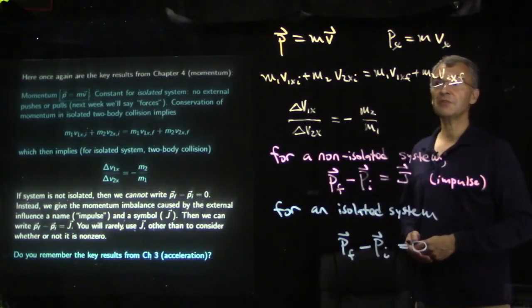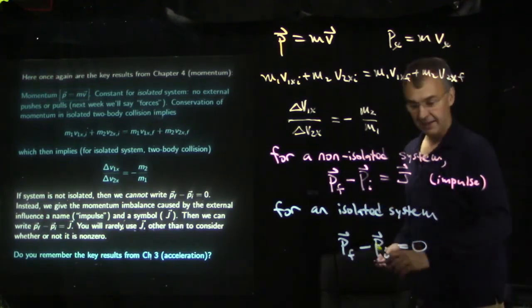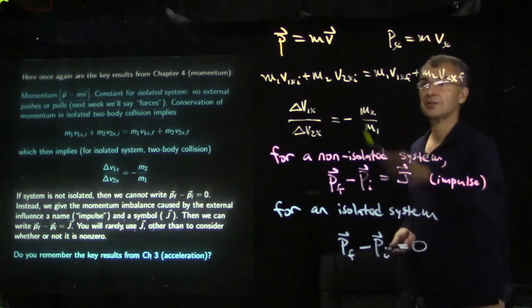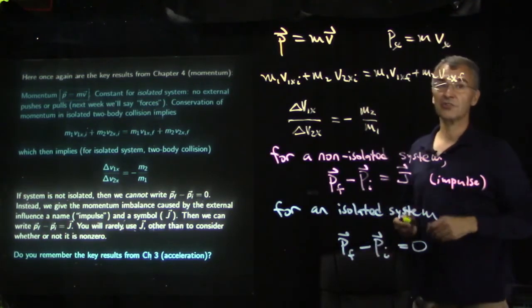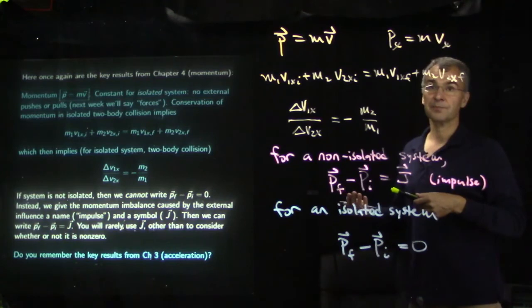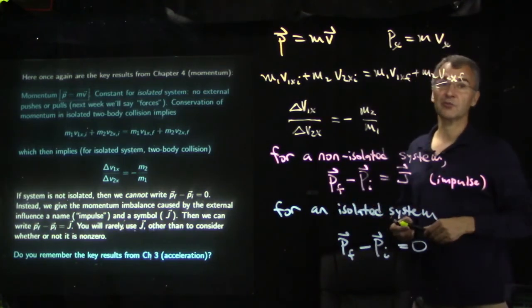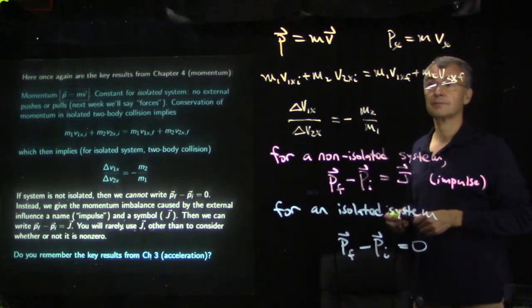Here are the key results for Chapter 4, the momentum chapter. Okay, so momentum is mass times velocity. Velocity is a vector. Mass is a scalar. If you take a vector and multiply it by a scalar, you get another vector. So momentum is a vector. Momentum points in the same direction as velocity.